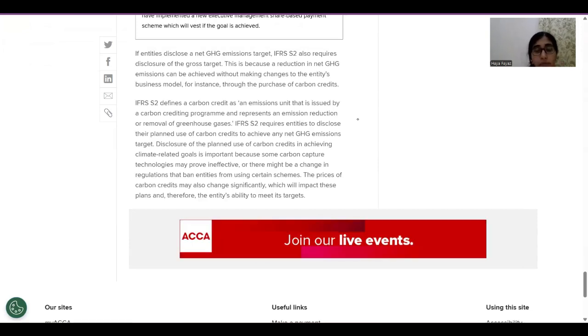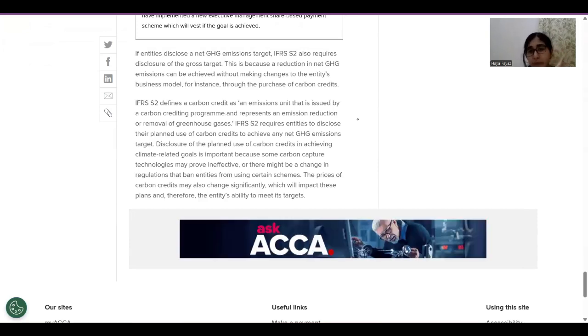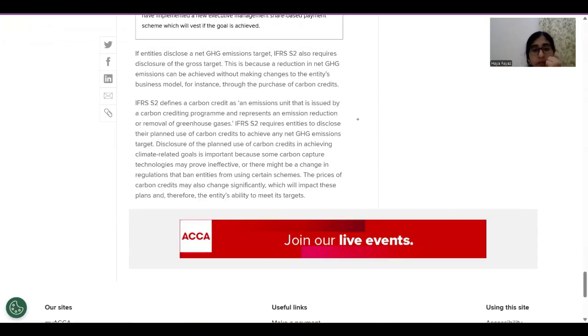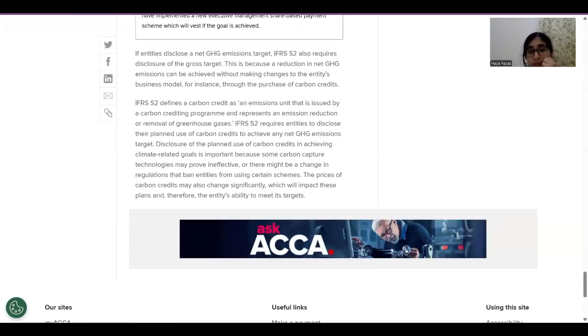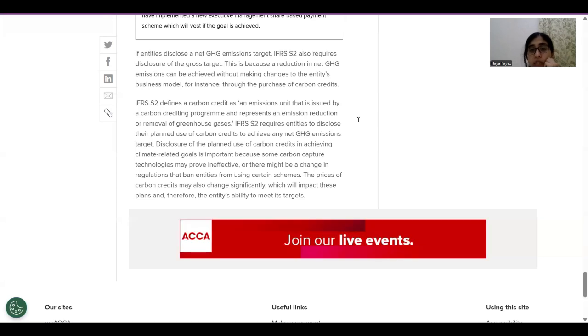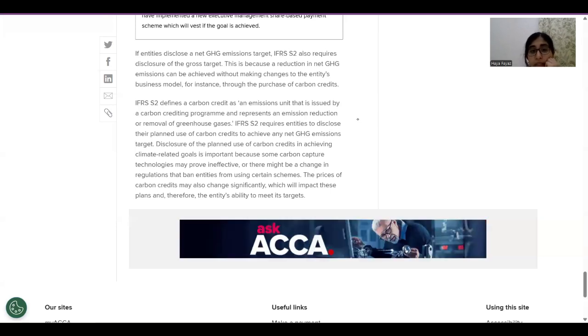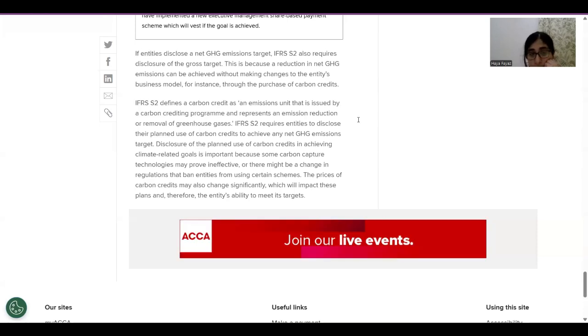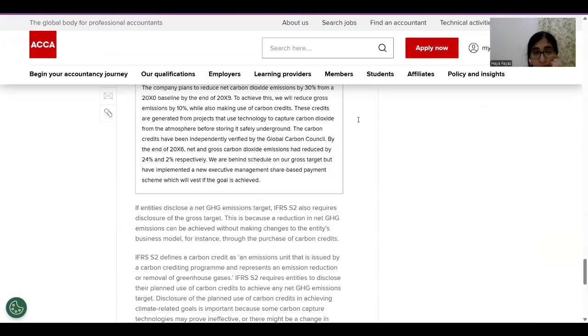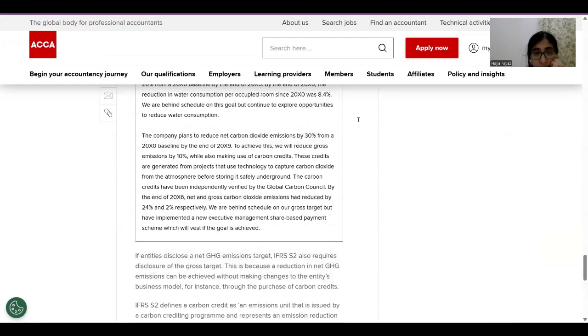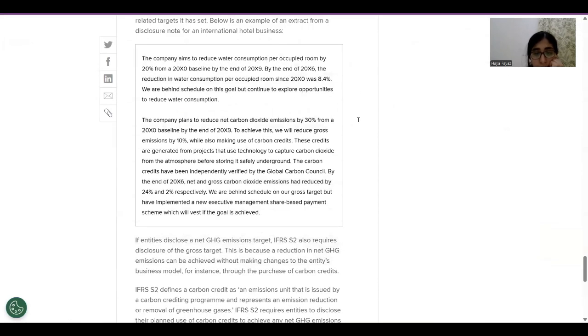Yeah. So this is what I just explained, to be honest. First of all, learn the definition. A carbon credit is an emissions unit that is issued by a carbon crediting program and represents an emission reduction or removal of greenhouse gases. So in the above scenario, we can see that it is issued by a carbon crediting program. The Global Carbon Council has verified the credits. That means they have issued it. They are vouching for it.